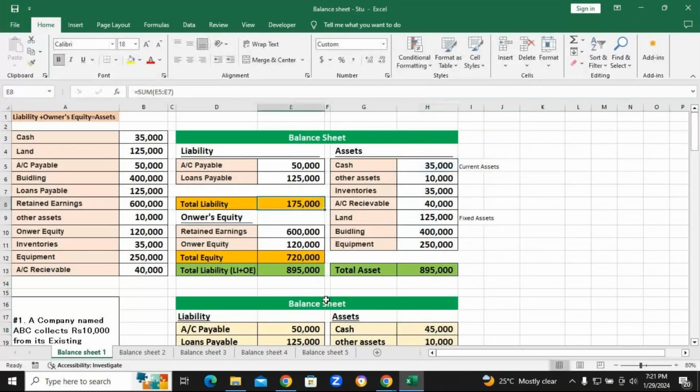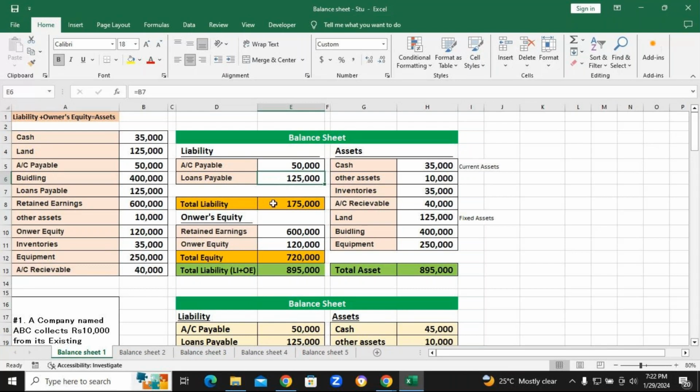Yes, ma'am. So total liabilities: accounts payable. Here I am supposed to pay 50,000 rupees, and the loans I have taken are 1,25,000 rupees. So total liabilities means the amount which I am supposed to pay. Accounts payable are from my suppliers, my creditors, for whatever items I have purchased. For that, I have to pay 50,000, and the loans I have taken from the bank are 1,25,000.